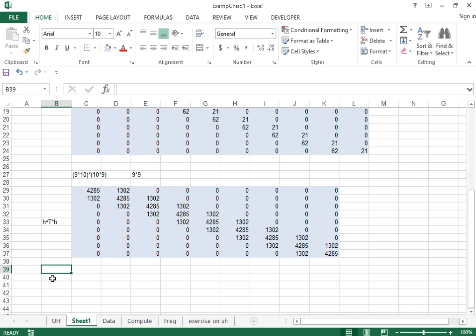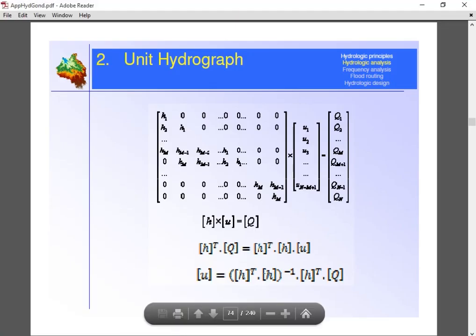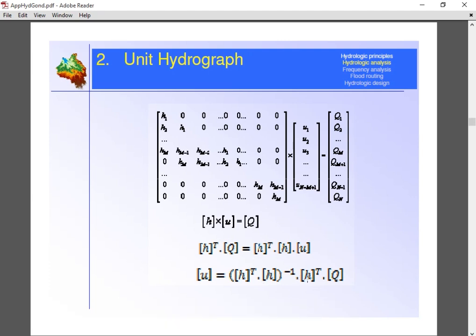And the second thing here is, if you are obtaining this value, the other thing is you should multiply H transpose with Q.